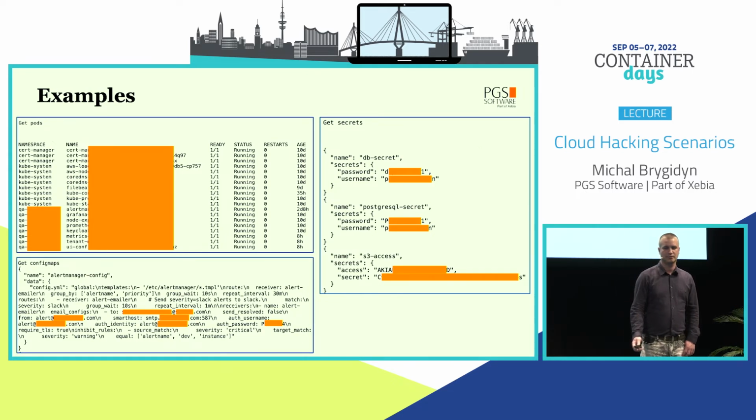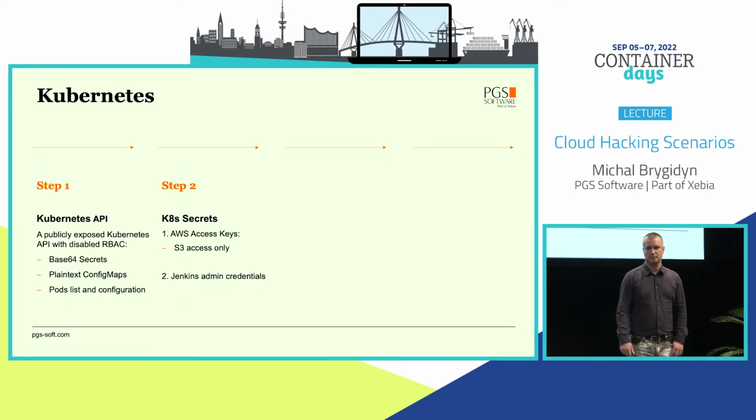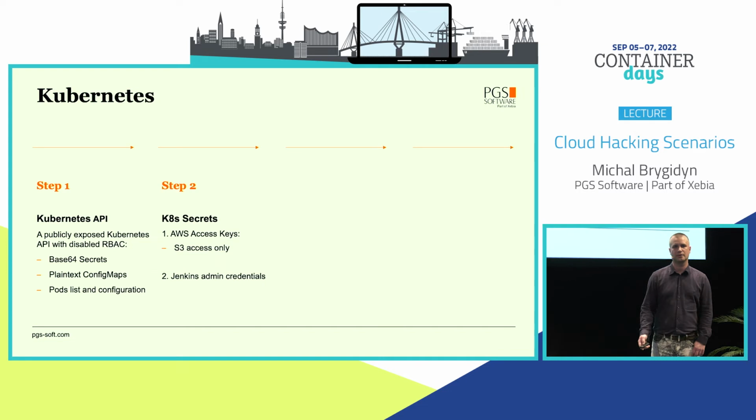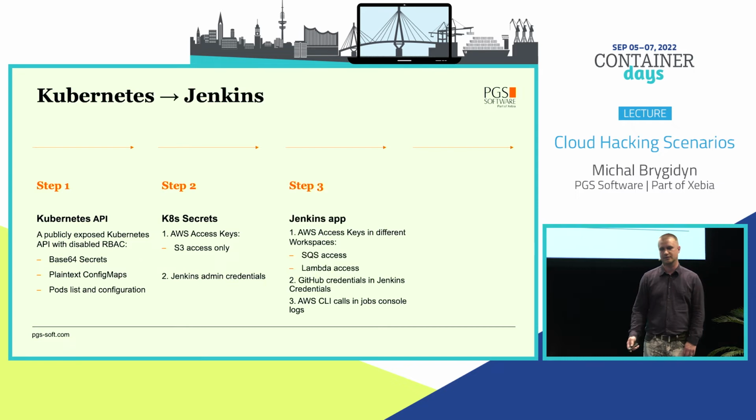But not always was it that easy that these credentials gave me admin access. So in this scenario, we are digging a bit deeper. The first keeper was S3 access only. Then I found Jenkins credentials in one of the config maps, and Jenkins was also one of the pods running there. So I configured my kubectl to connect to that API and to forward ports from that Jenkins to my local machine. Then I was able to open that Jenkins app on my machine, and using credentials from the config map, I was able to log into that Jenkins.